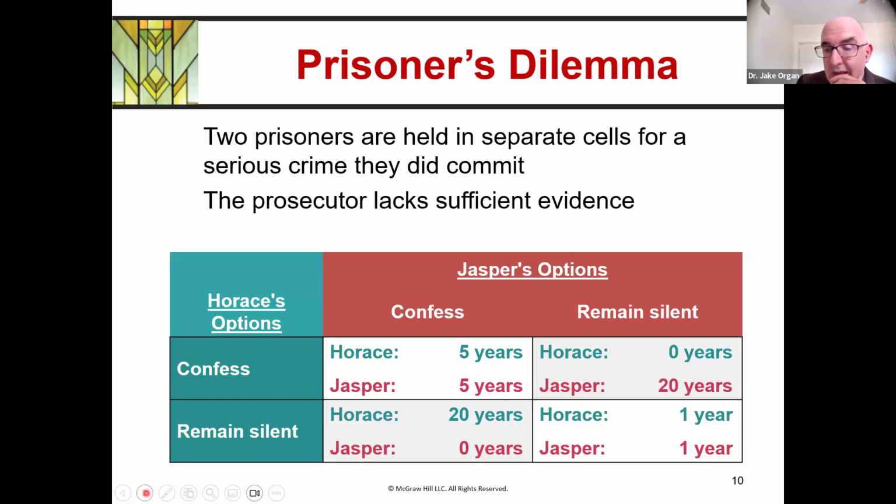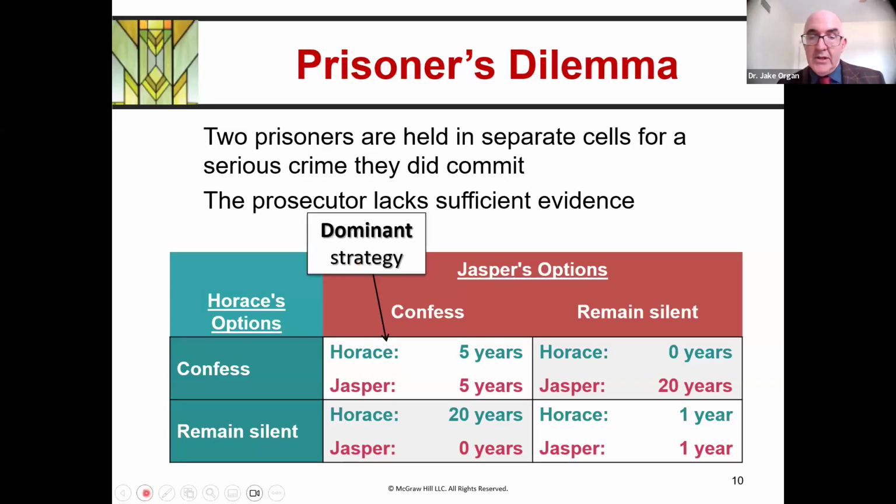So that 20 years is a lot more than 1 year. But if I confess and Jasper confesses, at least I'll just get 5 years as opposed to 20 years. So, in a way, the dominant strategy is to confess, to say, "Oh, yeah, it was the other person who did it," and because of that, they'll both end up confessing because it's the dominant strategy for both, and they'll both get 5 years.